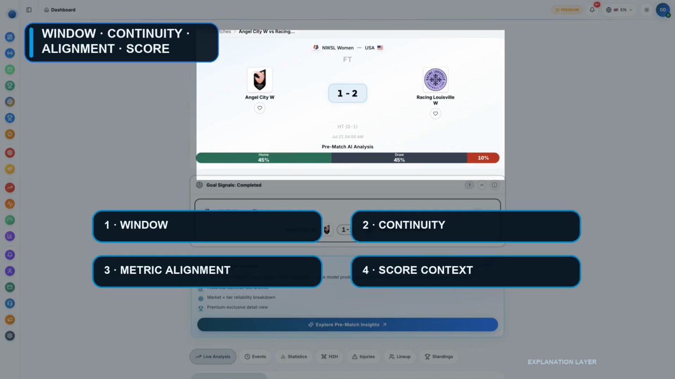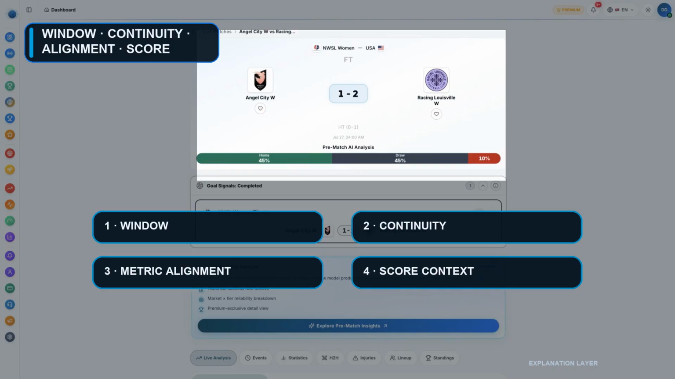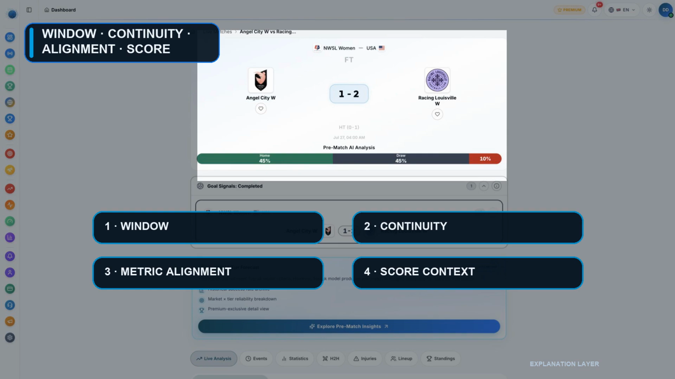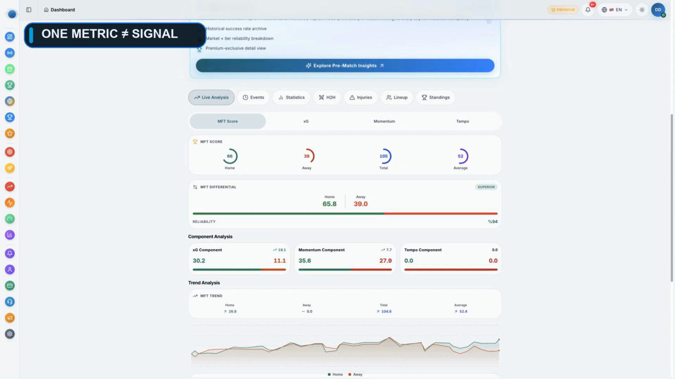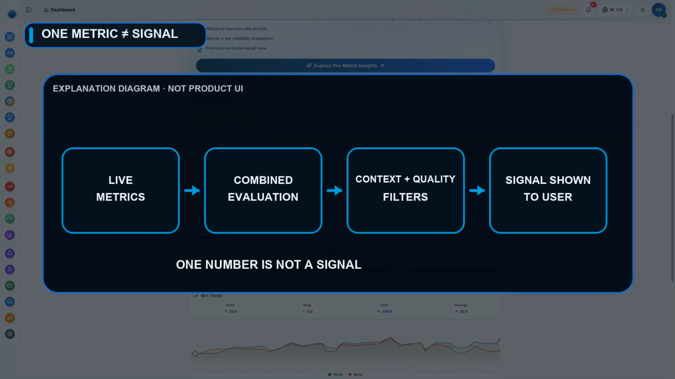Ask 4 questions. 1. Am I looking at the match total, a half, or the last 15 minutes? 2. Is the difference sustained or recent? 3. Do XG, momentum, and tempo point in the same direction? 4. How do the score and match status add context? These questions prevent a rushed conclusion from one high number.